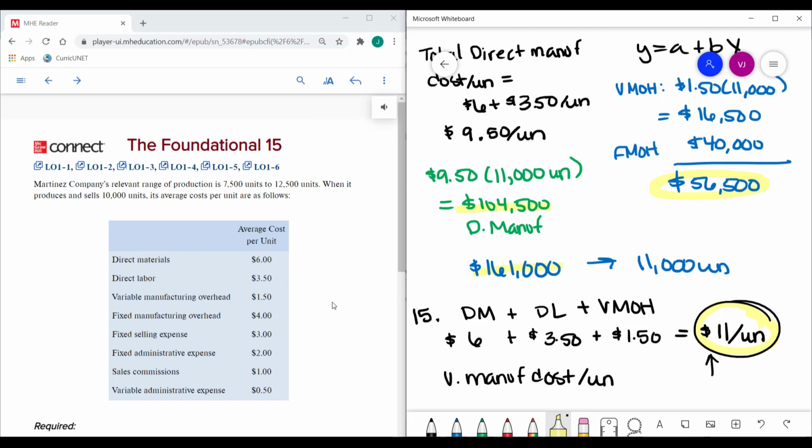All right, you made it through all 15 questions of the Foundational 15. If needed, rewind to some problems that you need to do again. Pause, rewatch as many times as necessary until you understand the concepts fully. So mostly what was covered with this Foundational 15 is we just looked at all the different cost classifications and did calculations accordingly.